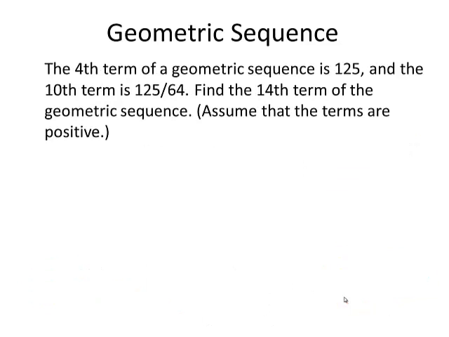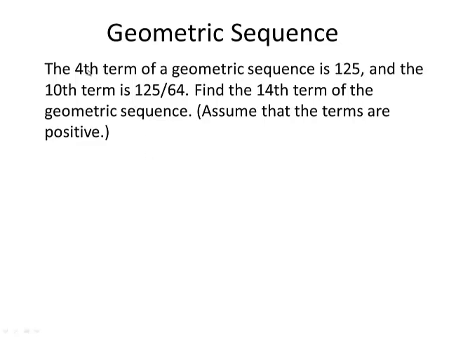The 4th term of a geometric sequence is 125. And the 10th term is 125 over 64. Find the 14th term of the geometric sequence. Assume that the terms are positive. Okay, they put this last part here because they give you very little information, and with a small amount of information, you could have multiple answers, or two answers. So we're going to assume that terms are positive, otherwise we will get a negative answer.